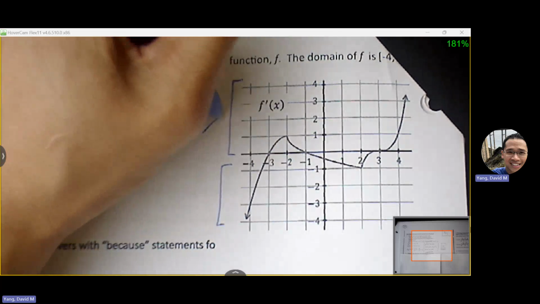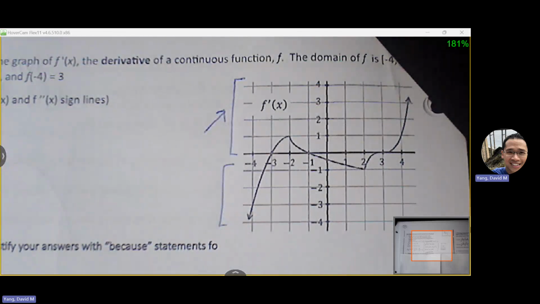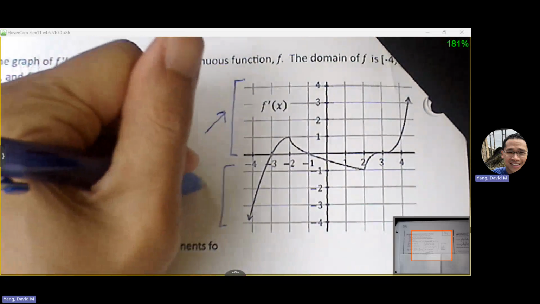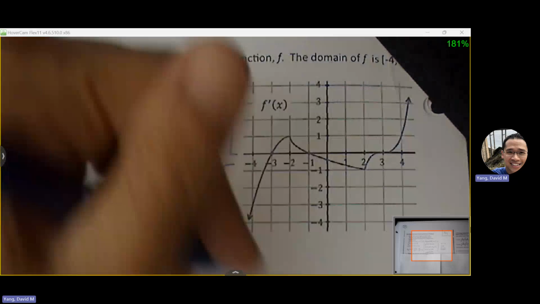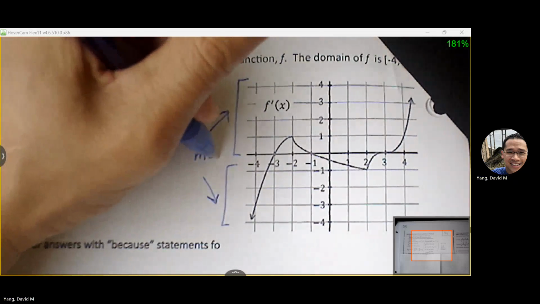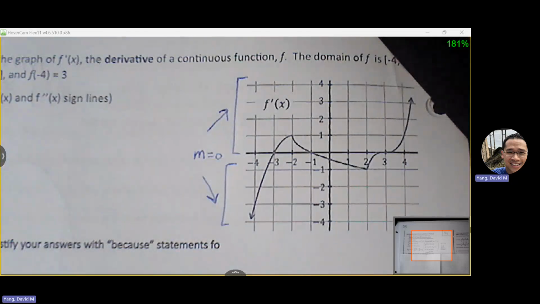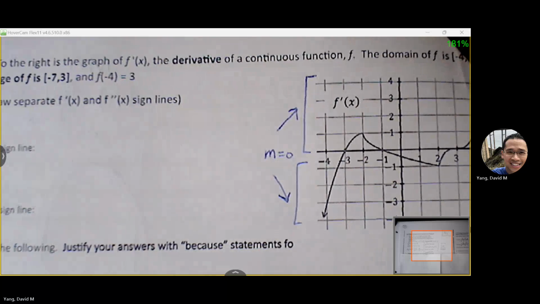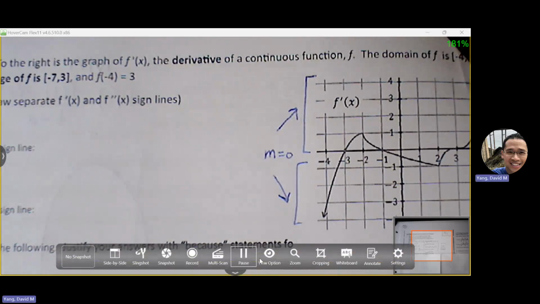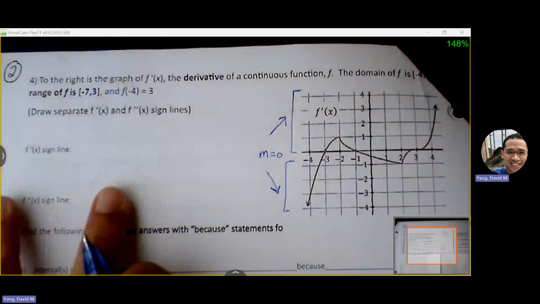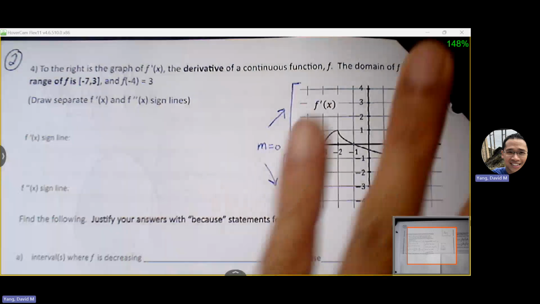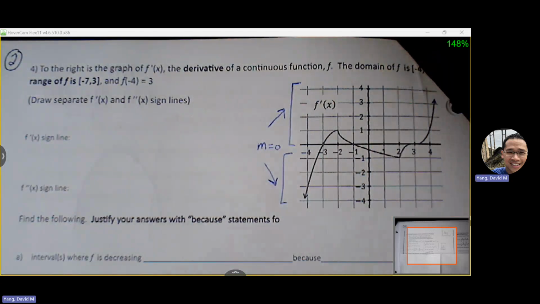Anything above the x-axis is where the original graph is going to be experiencing a positive slope. Anything below the x-axis is wherever my original graph is going to be experiencing a negative slope. Anything on the x-axis is where my original graph is experiencing a slope of 0. So I like to have us build our slope sign lines because they act as a bridge between our derivative graph and our original function graph.